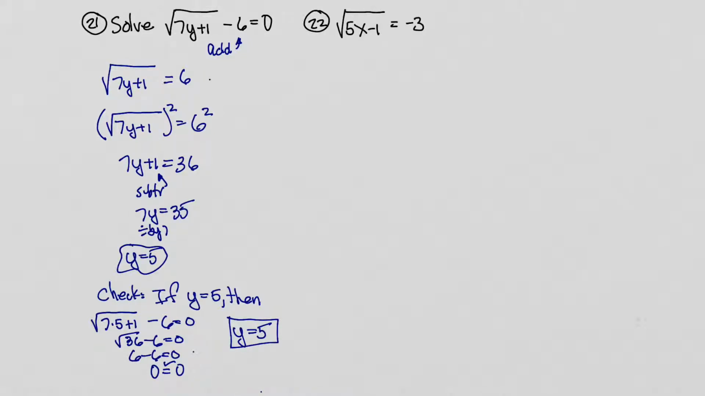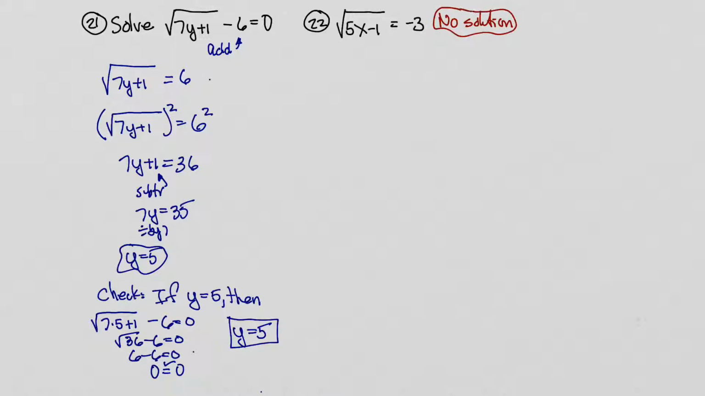And in number 22, look what we've got. We've got a square root equaling a negative number. Now, when we solve these radical equations like this, we're dealing only with real numbers. So right now, we're going to say, this can't happen in real numbers. You can't take the square root of something and get negative. So right away, I can see that there's no solution to this. So because I know that, I can write no solution.